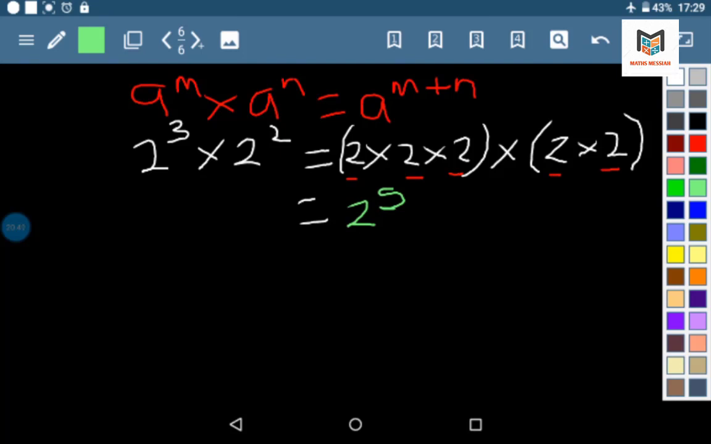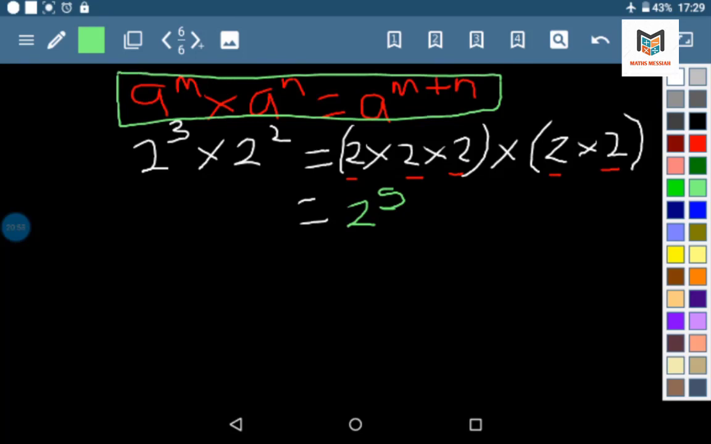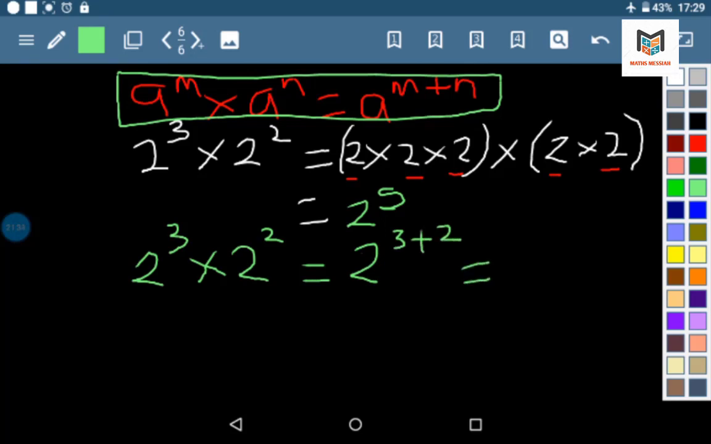That is why a raised to the power m multiplying a raised to the power n is equal to a raised to the power m plus n, because 2 raised to the power 3 multiplying 2 raised to the power 2 can simply be written as 2 raised to the power 3 plus 2, and the answer will be 2 raised to the power 5. So this is the same as this.